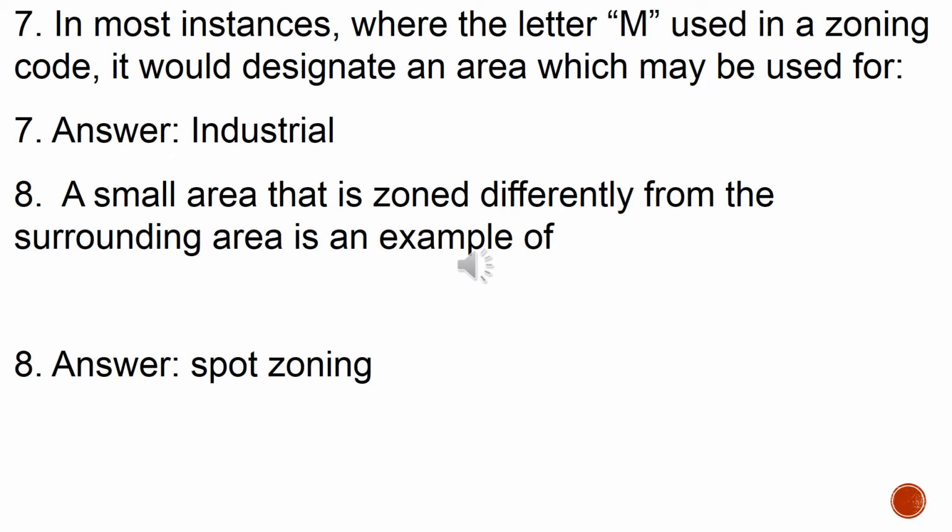Question number 7. In most instances where the letter M is used in a zoning code, it would designate an area which may be used for answer: industrial. Question number 8. A small area that is zoned differently from the surrounding area is an example of answer: spot zoning.